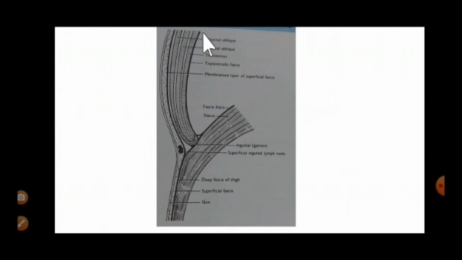Deep to the transversalis fascia we have the fascia transversalis, and posteriorly we can see the iliacus muscle and the fascia iliaca. So it's like a sac. All the muscles of the anterior abdominal wall and the posterior abdominal wall, they are lined by this fascial sac, and deep to this fascial sac will be the extraperitoneal fat, and then we will have the peritoneum. So this section is at a point lateral to the femoral sheath.